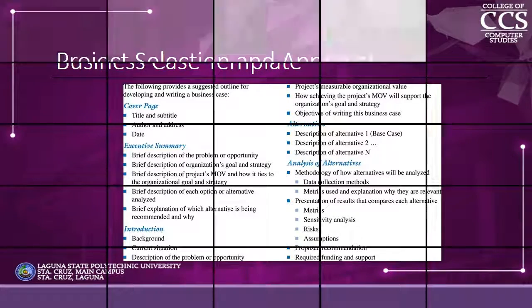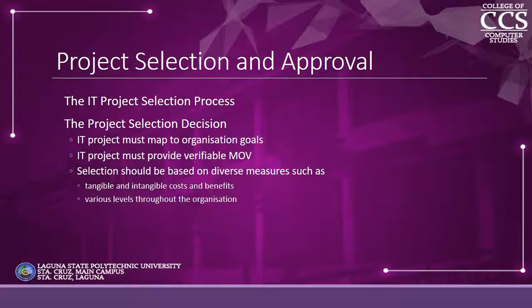For project selection and approval, there is the IT project selection process. The IT project selection decision must map to organizational goals. The project must provide verifiable MOV. Selection should be based on diverse measures such as tangible and intangible costs and benefits, at various levels throughout the organization. The balanced scorecard approach.